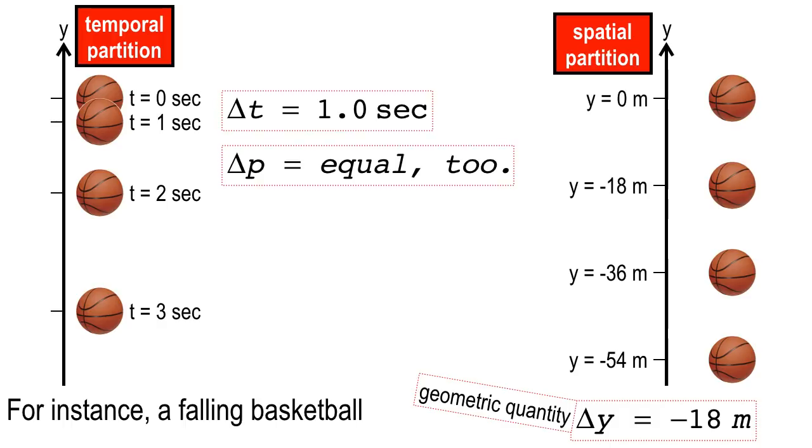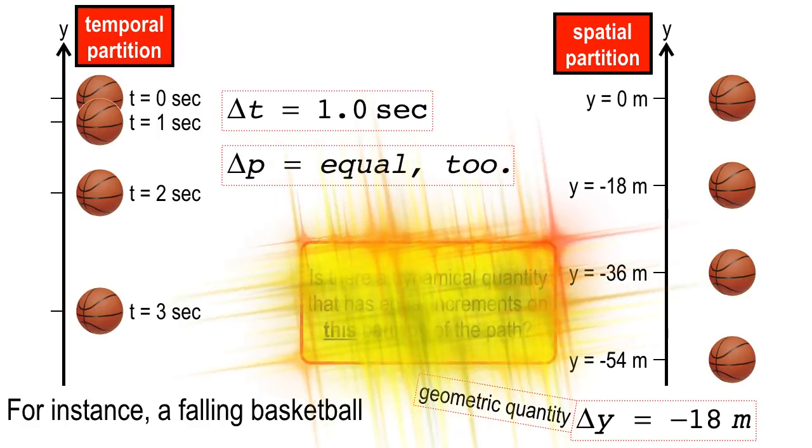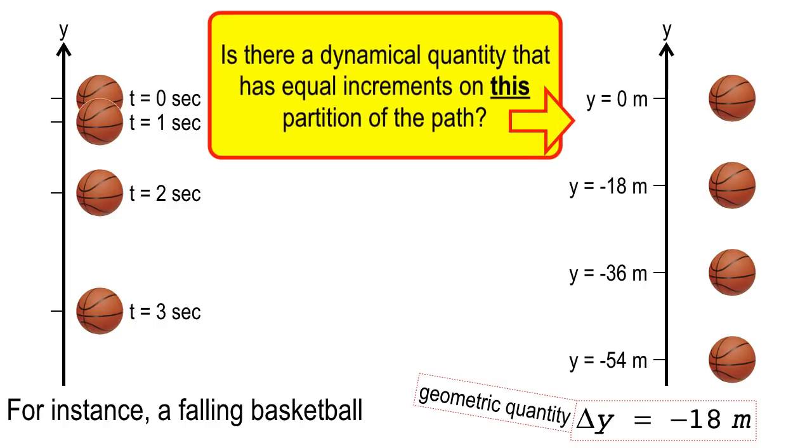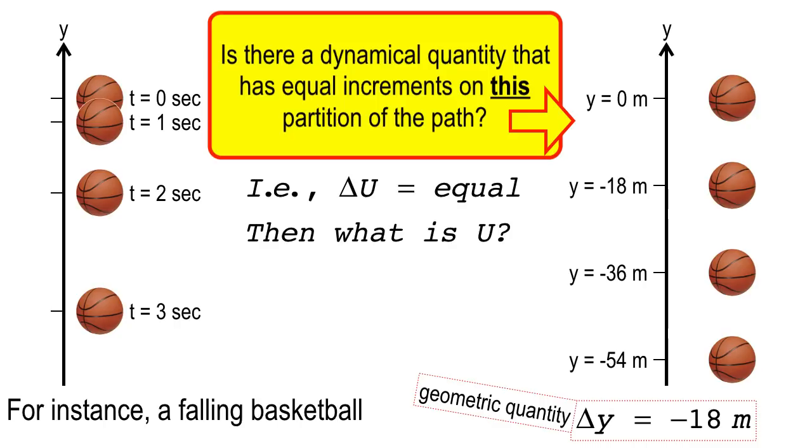Okay, so this is a spatial partition. All right? And here's the question that I want you to think about today. And it is simply this. Is there a dynamical quantity that has equal increments? Because remember, delta P, over there on the temporal partition, comes in equal increments. And it's nice. Works out great. Do we have some other kind of dynamical quantity that comes in equal increments for this spatial partition over here? In other words, is there some delta U? Is there some quantity U, U for unknown at the present time, that if you partition up the free fall of the basketball in equal delta Y's, minus 18, minus 36, minus 54, and then you compute U, whatever it is, comes out in equal sized bites, what is that?